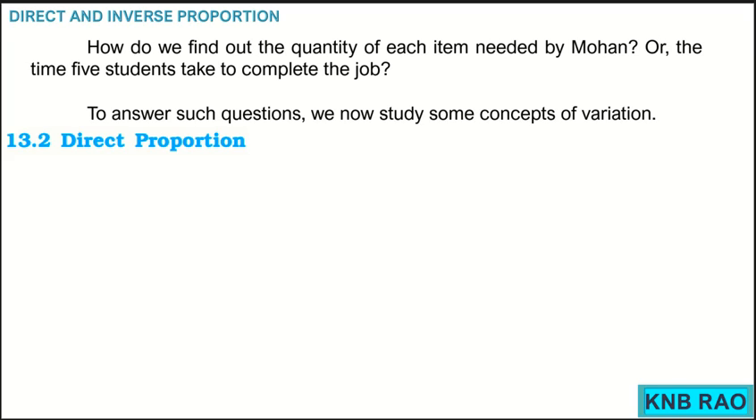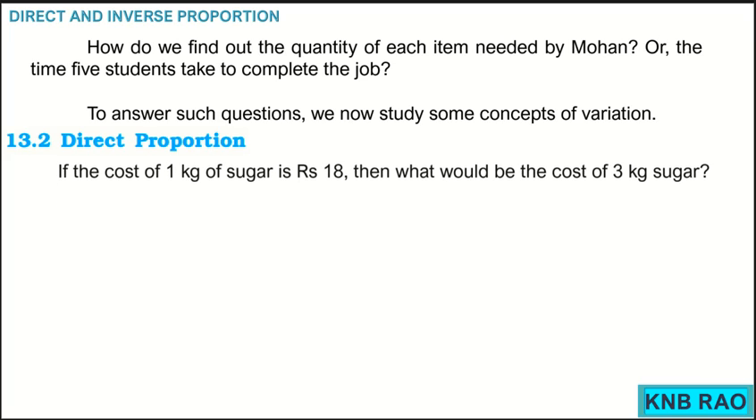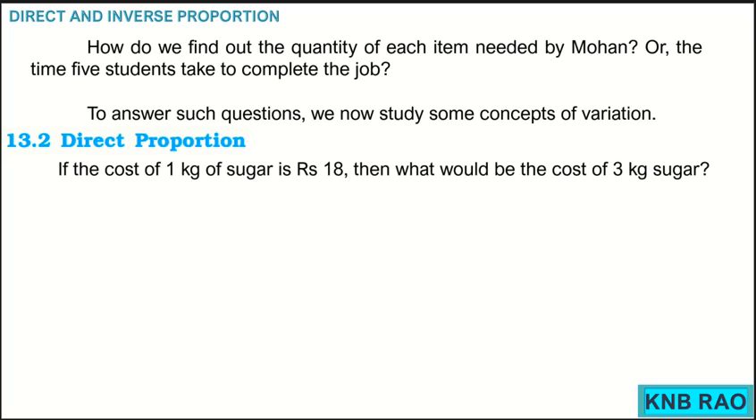Coming to direct variation or direct proportion, if the cost of 1 kg of sugar is rupees 18, then what would be the cost of 3 kg of sugar? You answered this sort of question in your class 6th unitary method. So for 1 kg, 18 rupees; for 3 kg it would be 3 into rupees 18. So obviously it is 54 rupees.